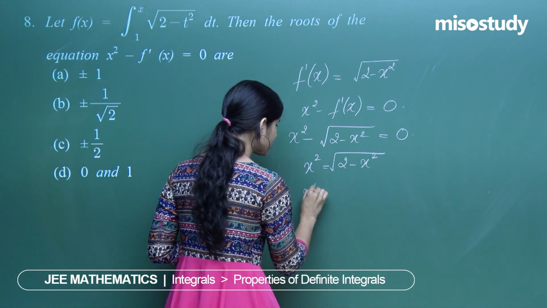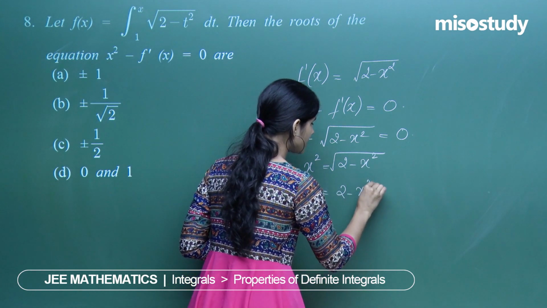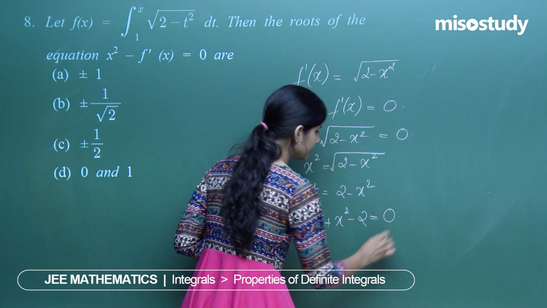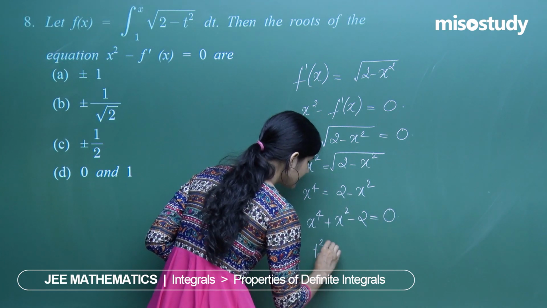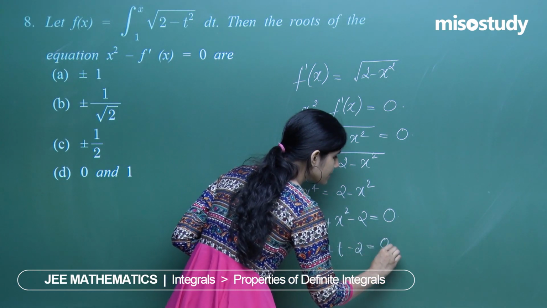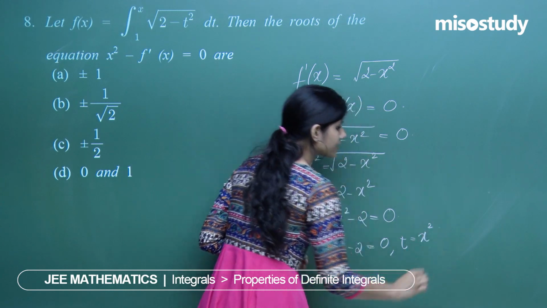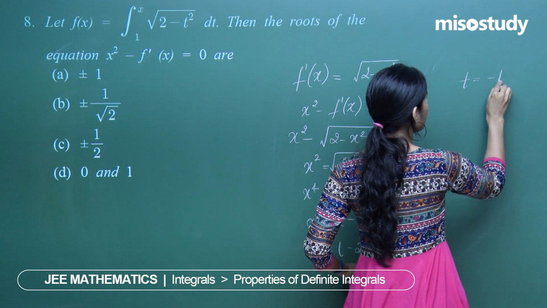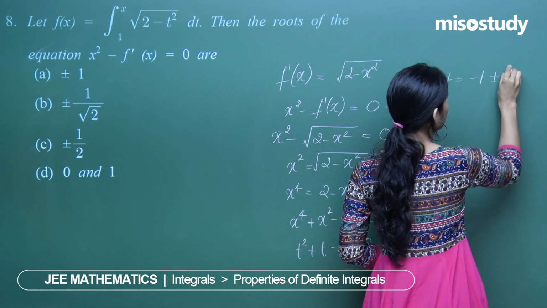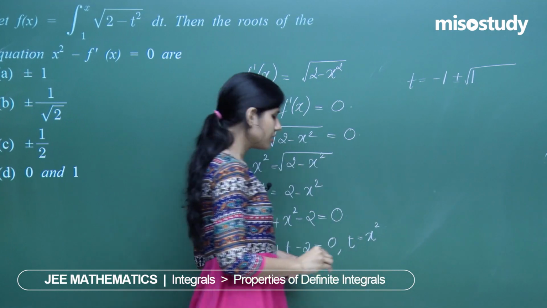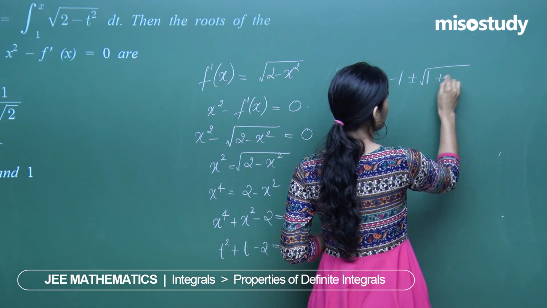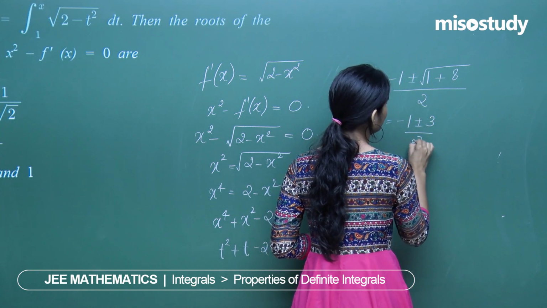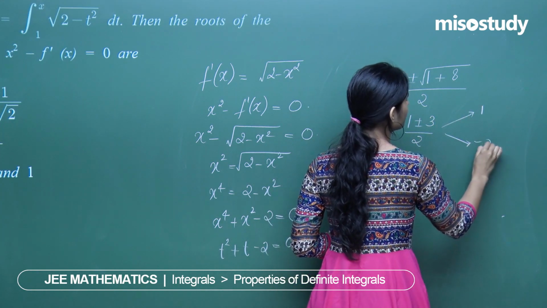Squaring both sides, I get x to the power 4 equals 2 minus x square, which is x to the power 4 plus x square minus 2 equals 0. You can write this as t square plus t minus 2 equals 0, where t is x square. Now this is a quadratic equation. T will be equal to minus b plus minus root over b square minus 4ac upon 2a. So this gives you minus 1 plus minus 3 by 2, which eventually gives you 1 and minus 2 as the answer.